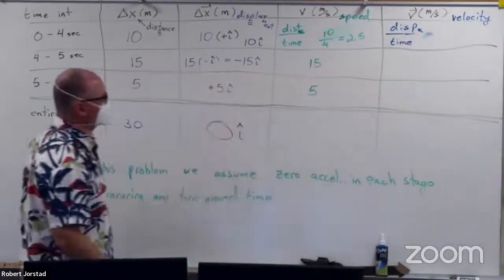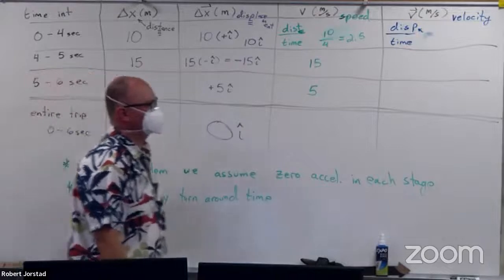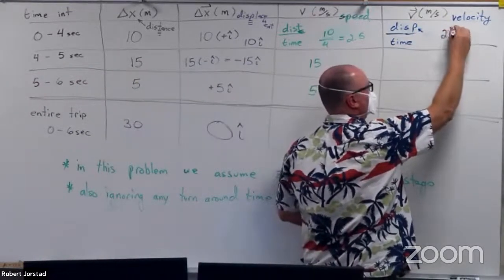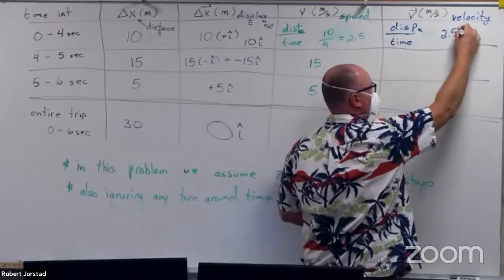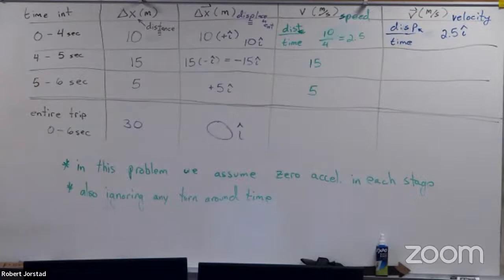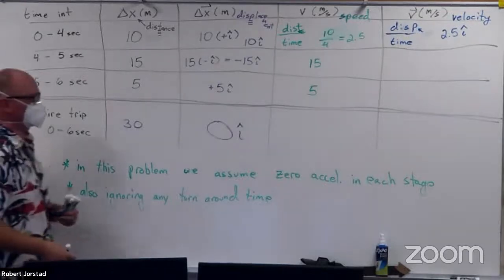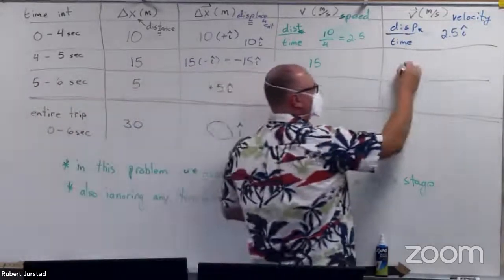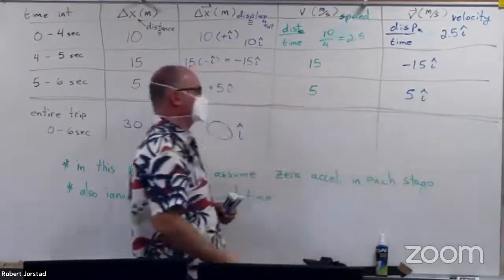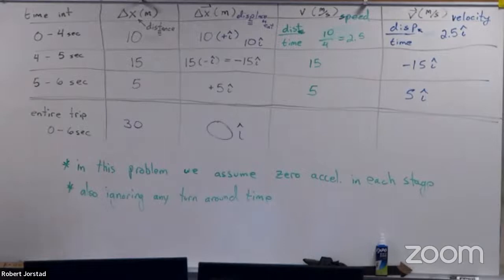All right, so what's that one going to be in the first case? 5 over 2. 2.5 I have. So the velocity has to have a direction on it. All right, in this one, it's negative 5 I hat. And 5 I hat. So now we get to the two interesting ones that students sometimes screw up badly.